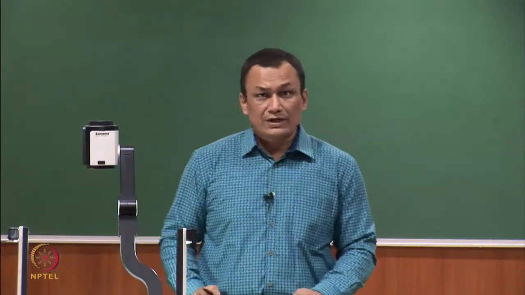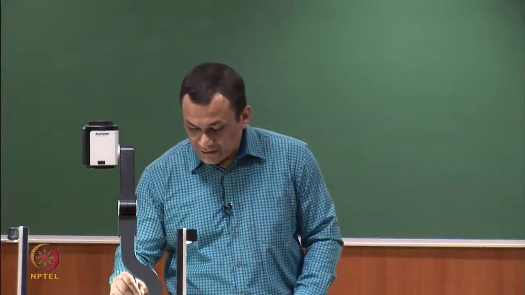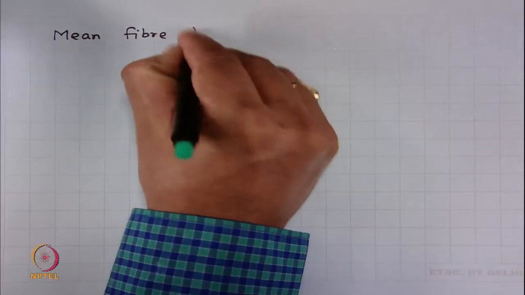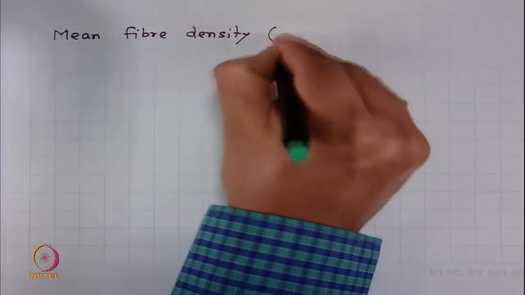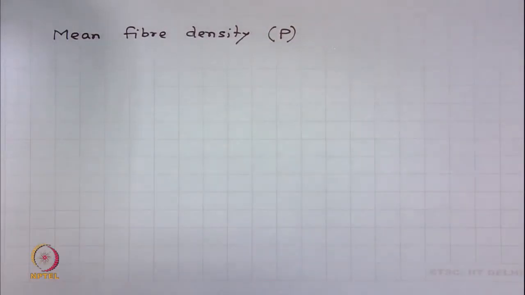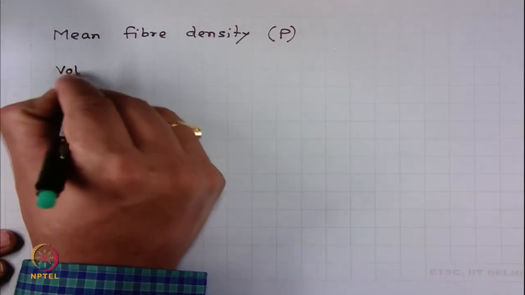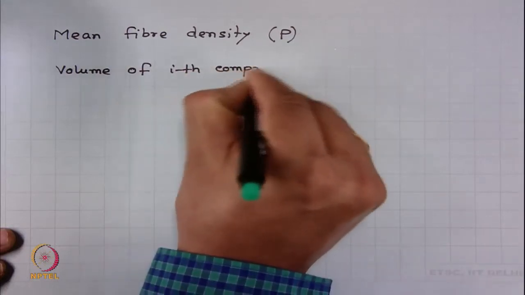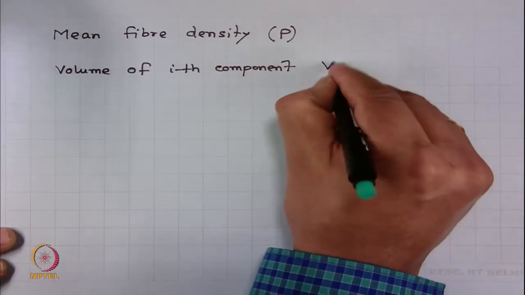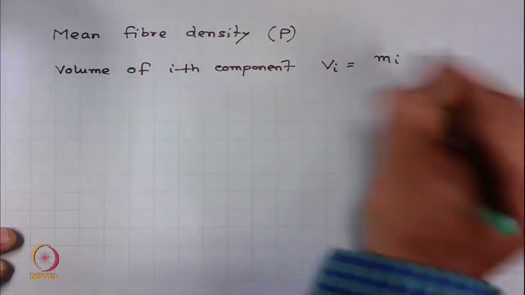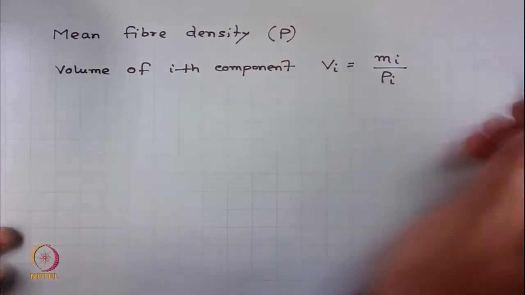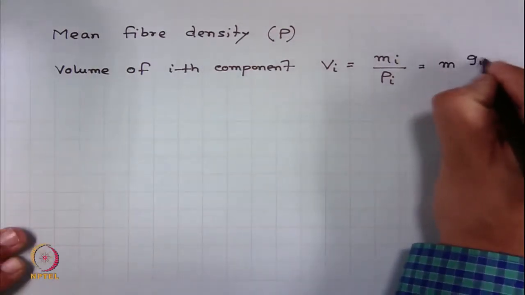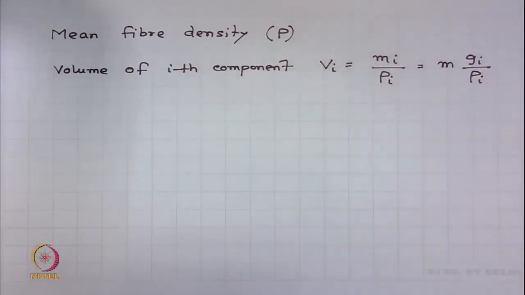Now, we will discuss one important characteristic of blend that is known as mean fiber density, that is rho of blend. It is known that volume of ith component fiber V subscript i is equal to mass of ith component fiber divided by density of ith component fiber. What is M subscript i? M subscript i is M into G i.